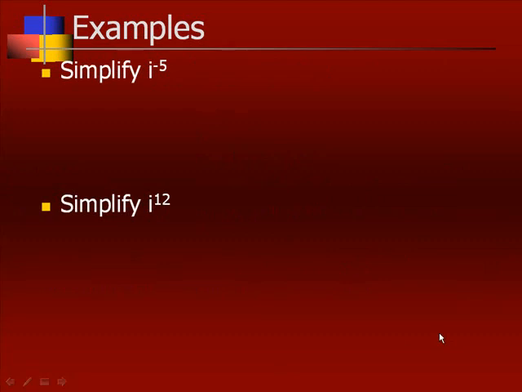Going to try a couple more. I to the negative 5th. Well, that's I squared to the negative 3rd. That would give us negative 6. Plus one more would be I to the negative 5th. Okay? So that would give us negative 1 to the negative 3rd times I. Well, negative 1 to the negative 3rd is still just negative 1 times I, which is negative I.